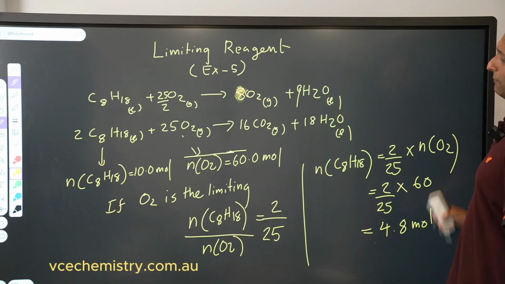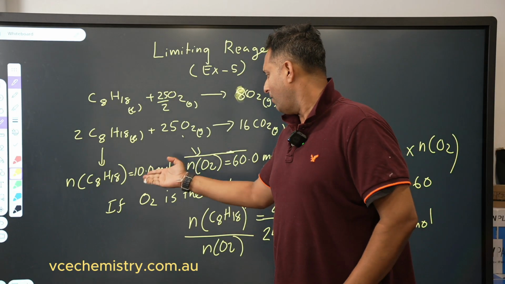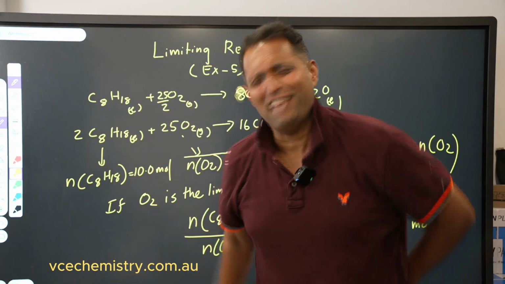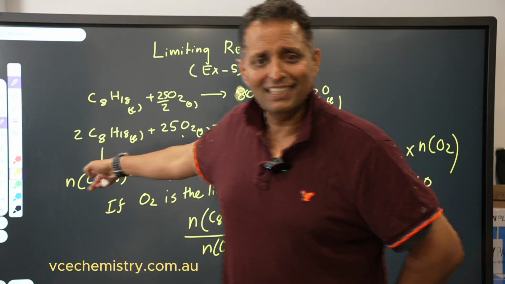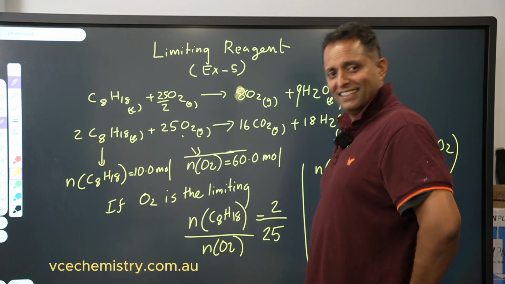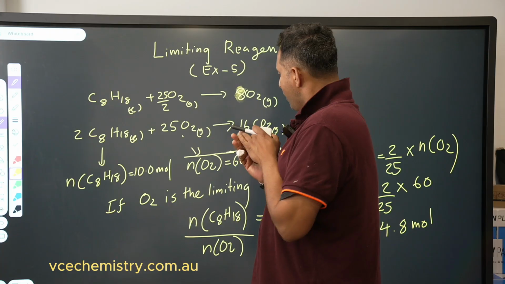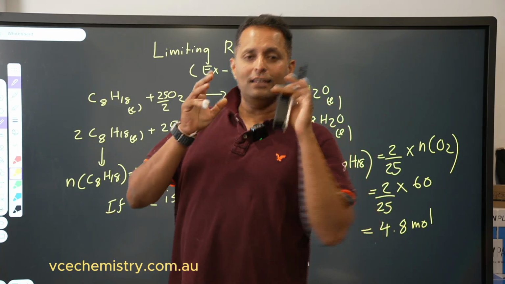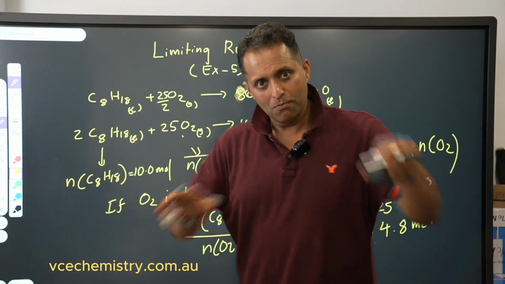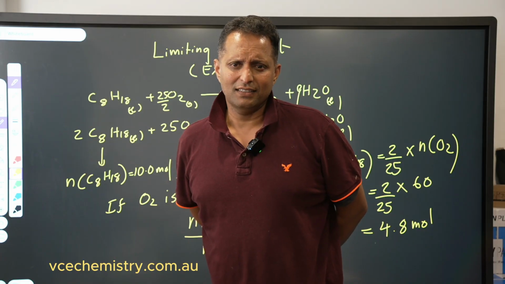Now we know we only need 4.8, but how many moles have we got? We got 8. We got more than enough. That is the excess reagent. Is that clear? Now this is how you find out what the limiting reagent is without using that shortcut box method. Some teachers may not like that method.